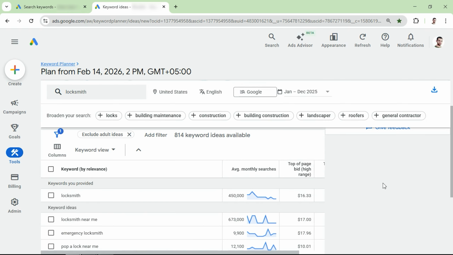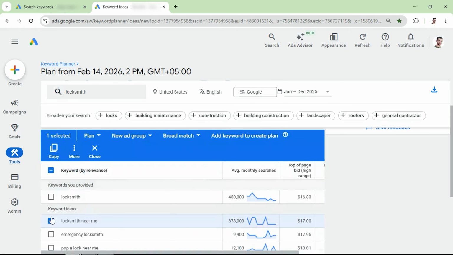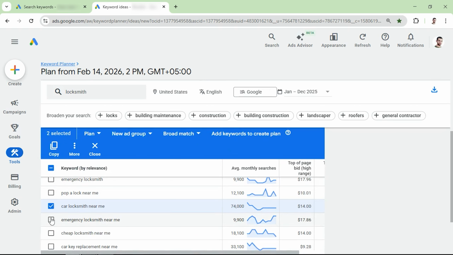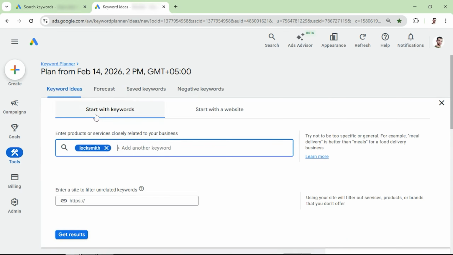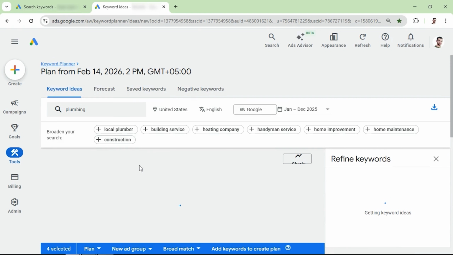A lower quality keyword would be, let's say, the keyword "locksmith". Instead, you can target keywords like "locksmith near me", "car locksmith near me", "emergency locksmith near me", or "car key replacement near me". If somebody is using these kinds of terms, most probably they are looking for services and they need those kinds of services. Or let's say you're in the plumbing industry.